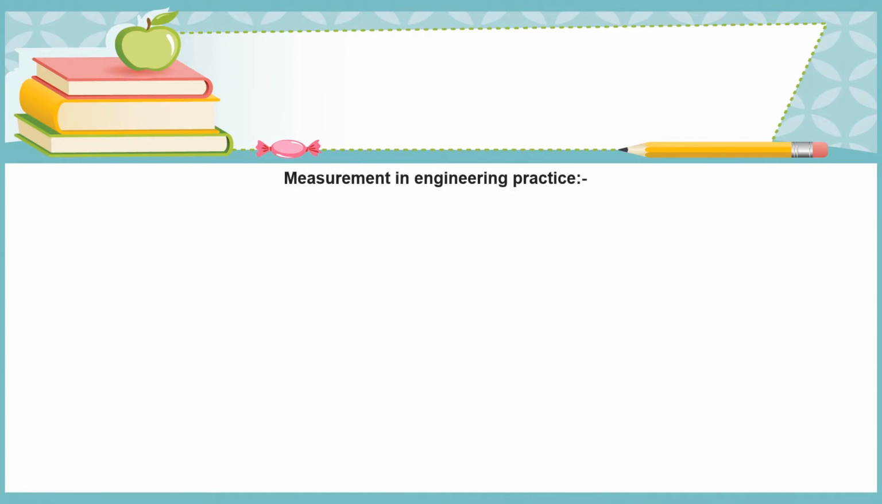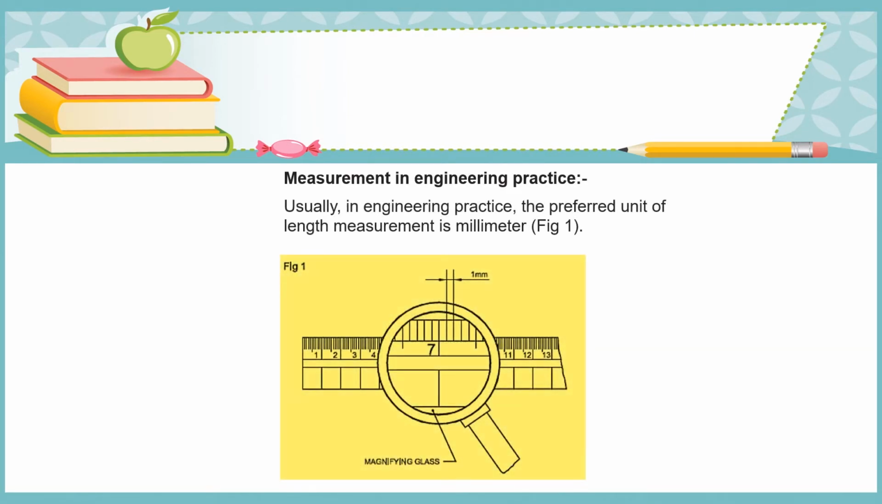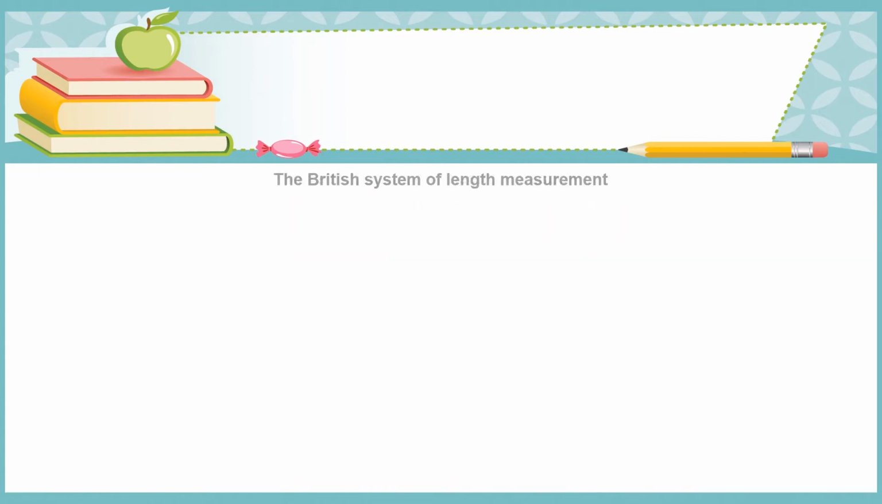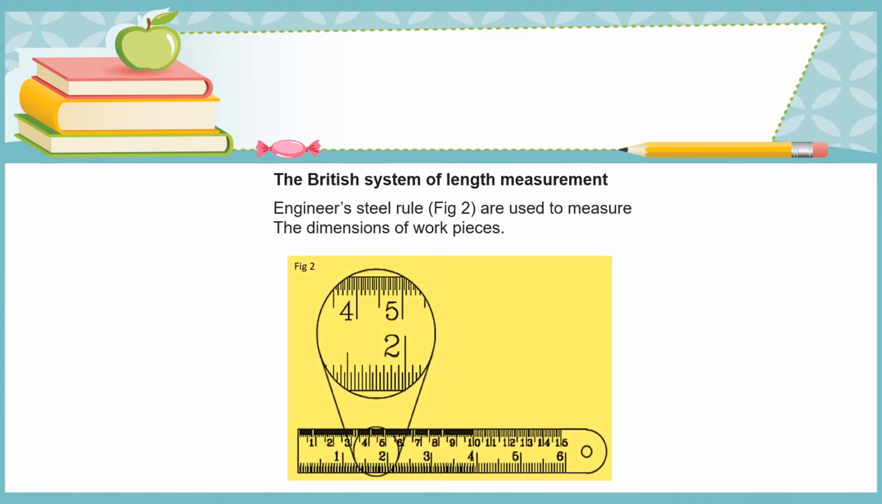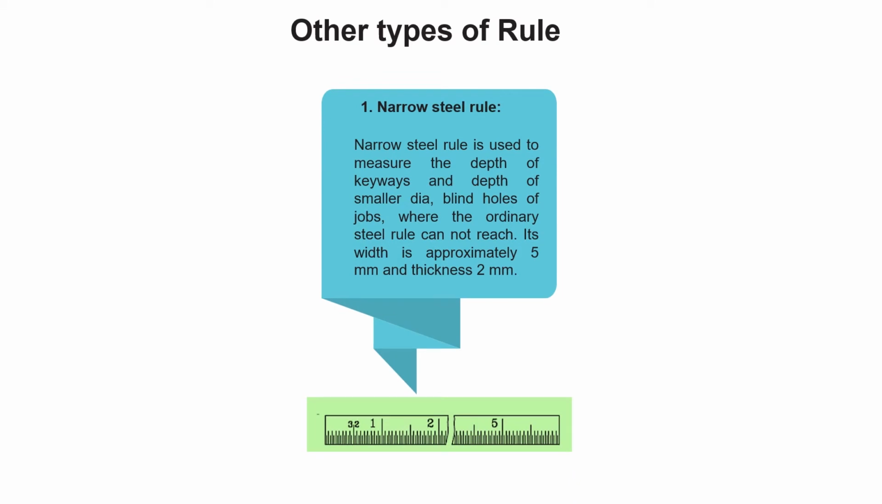Measurement in engineering practice. Usually, in engineering practice, the preferred unit of length measurement is millimeter. The British system of length measurement. Engineers' steel rule are used to measure the dimensions of workpieces. Other types of rule. Narrow steel rule. Narrow steel rule is used to measure the depth of keyways and depth of smaller dia. blind holes of jobs where the ordinary steel rule cannot reach. Its width is approximately 5 mm and thickness 2 mm.